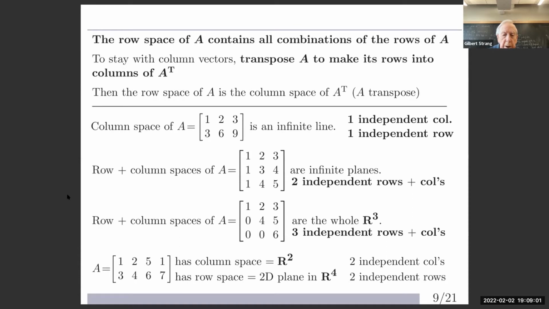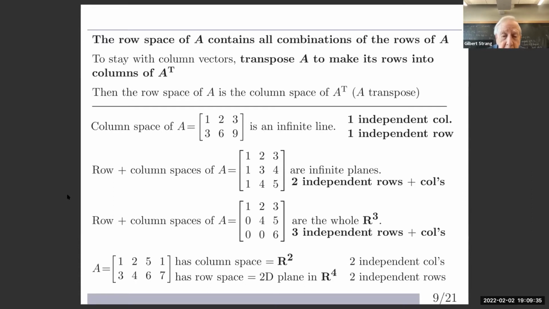Because 1, 1, 1 plus 2, 3, 4 equals 3, 4, 5. So 3, 4, 5 we already have, it's not new. So we only have 2 independent columns. And actually we only have 2 independent rows. That's the wonderful first great fact in linear algebra, that the number of independent columns, which is 2 for this middle matrix there, equals the number of independent rows.